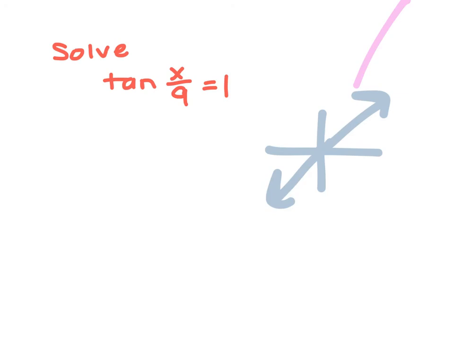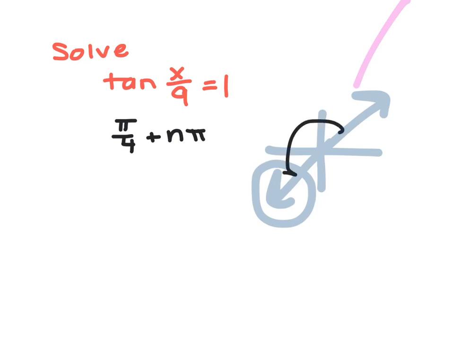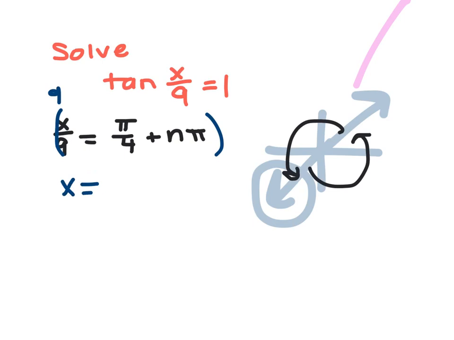But because we add n pi onto tangent, we don't need the third quadrant. We just need to include pi over 4 plus n pi. So if I add a pi on, I'm going to get here, here, and so on and so forth. But instead of that just being x, now it says x over 9 equals pi over 4 plus n pi. And to isolate the x, I'm going to multiply everything by 9. So x equals 9 pi over 4 plus 9n pi.